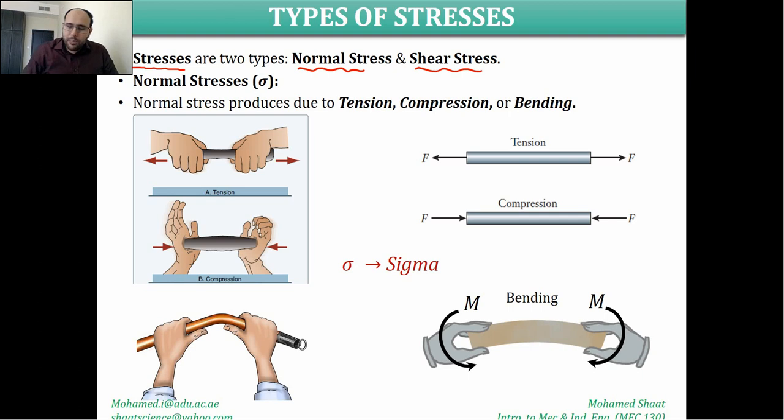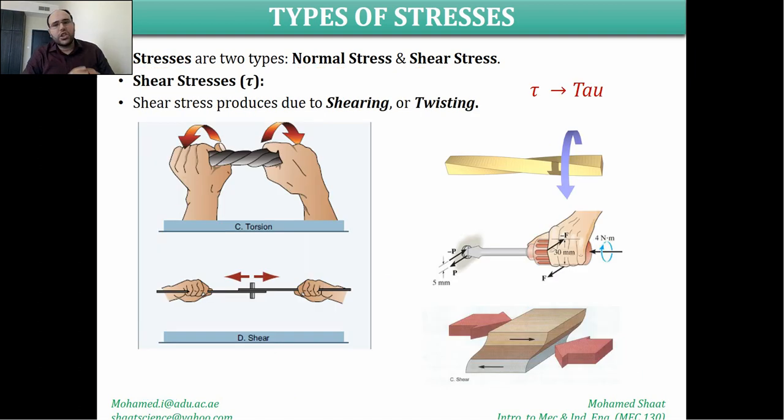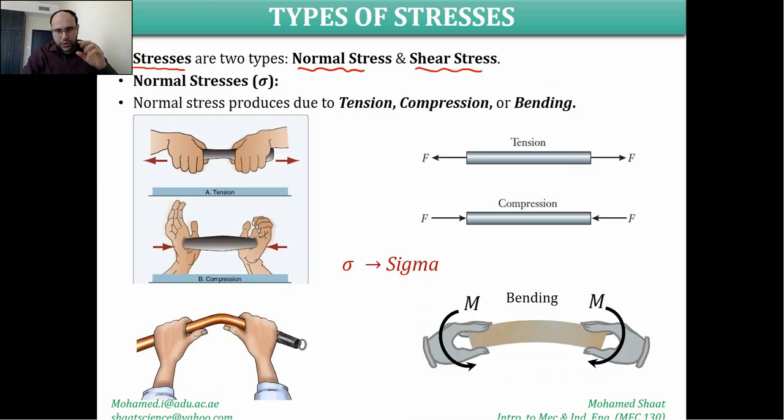Make sense? But the other type of stress, which is the shear stress, is produced because of twisting or shearing. So again, the normal stress is produced because of tension or compression or bending of a bar.